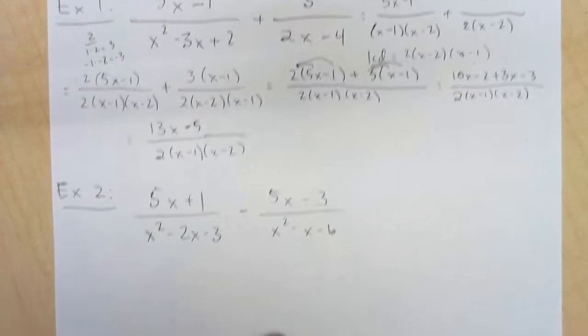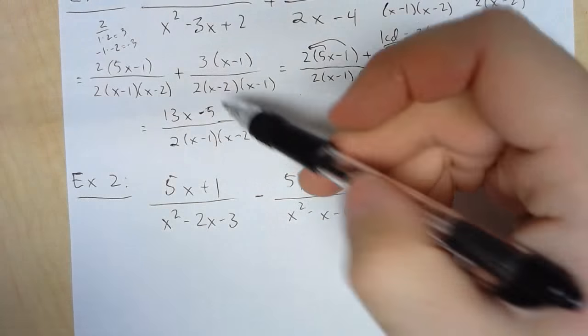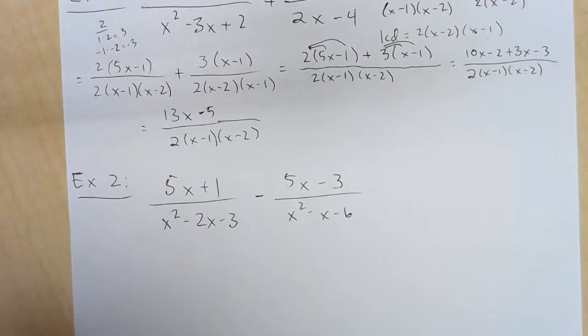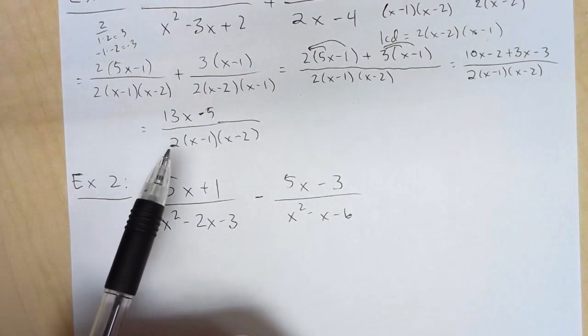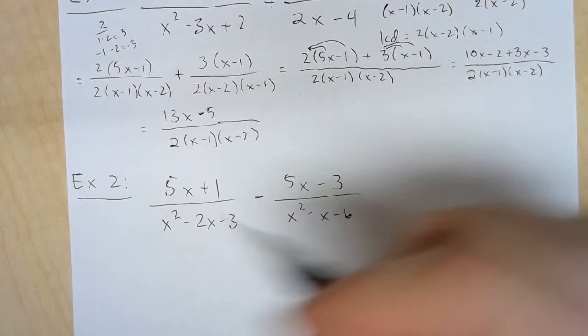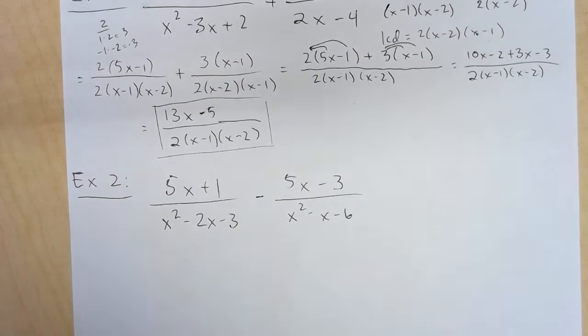Alright, so here's the problem that we're going to run into sometimes. This is not simplifiable, and so I'm okay if you leave it like this. I'm also okay if you multiply everything back out, but I think this is just easiest. So this is an answer that I would accept.